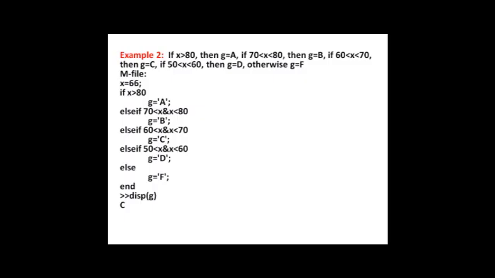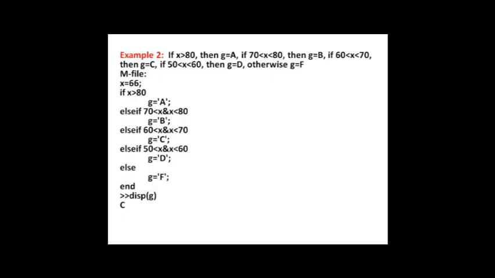Here the if will incorporate x greater than 80. First else if will incorporate x between 70 and 80. Second else if will incorporate x between 60 and 70. Third else if will incorporate x between 50 and 60. And otherwise will be incorporated by else, as you see on the screen. Since we have to test the program with some number, that's why arbitrarily we choose 66 and that we assign to x before the program.